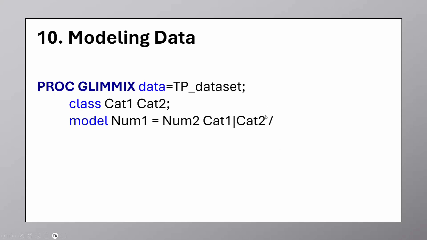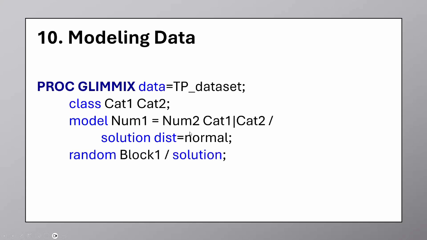You have a backslash here to get an optional solution and change distributions. It defaults to normal, but if you know it's a Poisson distribution or a binomial distribution, you can put that here. And then if you have random effects, you can put that here like block, and then a backslash, you can also have an optional solution. And so that's not the simplest Glimmix model, but a model that includes a lot of the basics that you might have in building up a more complicated model.